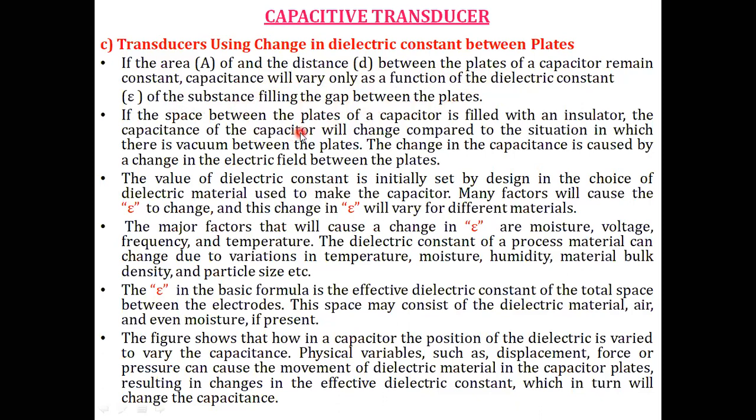If the space between the plates of a capacitor is filled with an insulator, that means a dielectric constant as insulator, the capacitance of the capacitor will change compared to the situation in which there is vacuum between the plates. The change in capacitance is caused by the change in the electric field between the plates also. The value of the dielectric constant is initially set by design in the choice of the dielectric material used to make the capacitor. Many factors will cause this dielectric constant epsilon to change, and this change will vary for different materials.